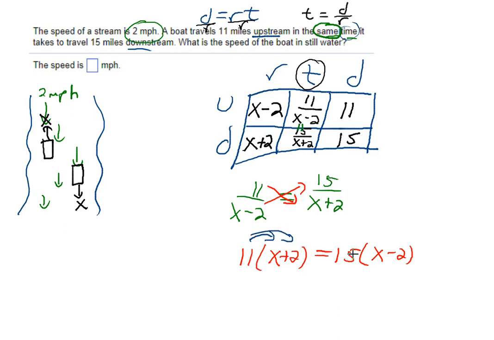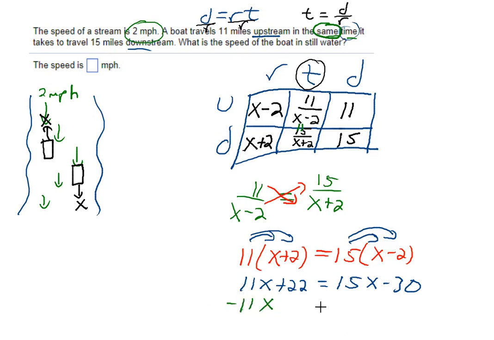We'll solve it by distributing. So we'll distribute the 11. We get 11x plus 22. Distribute the 15. We get 15x minus 30. And this is a linear equation, so we don't have to get 0 on one side. We don't have to factor. We just have to get x by itself.